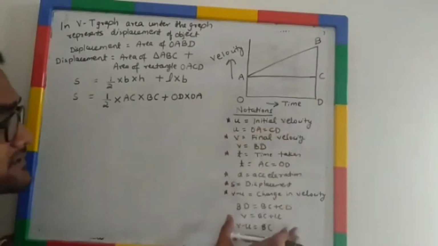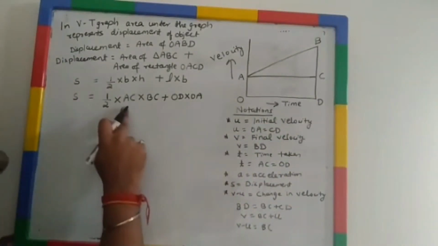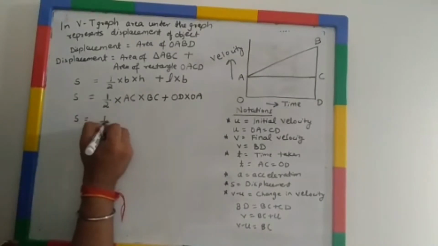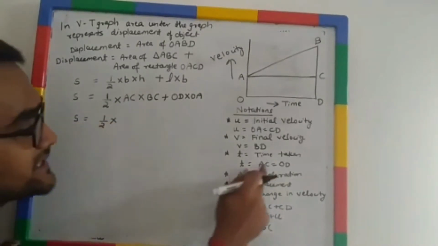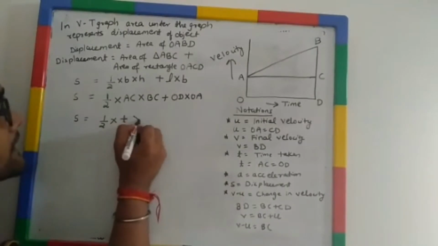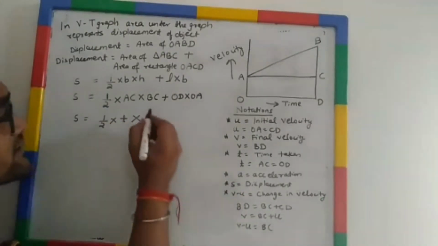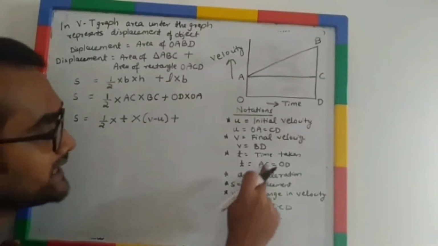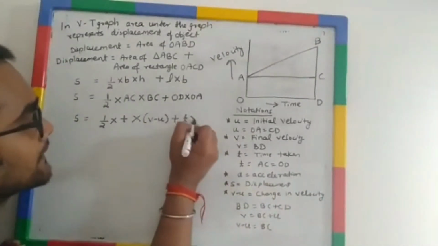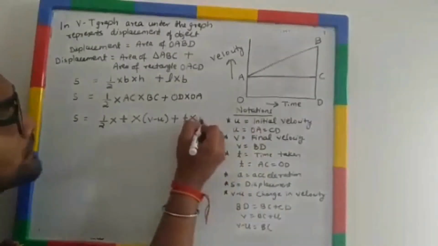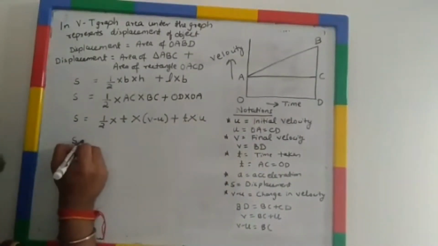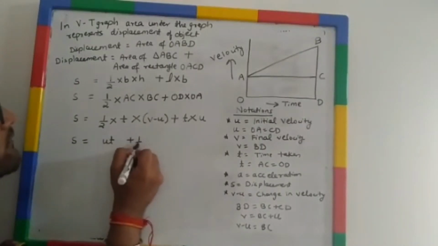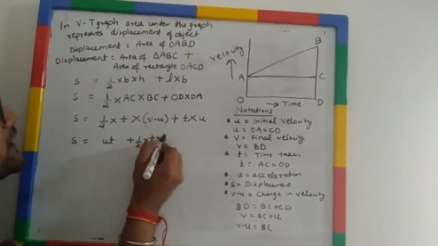From the notations, I will insert the values of AC, BC, OD and OA. AC is T, BC is V minus U, OD is T, and OA is U. So we can write UT plus half into T into V minus U.